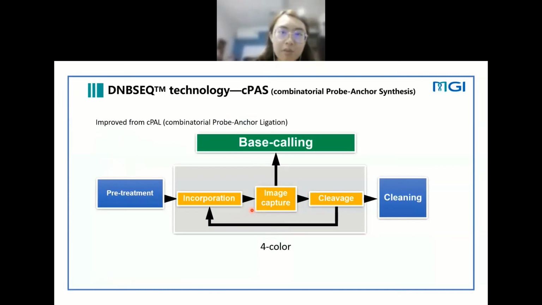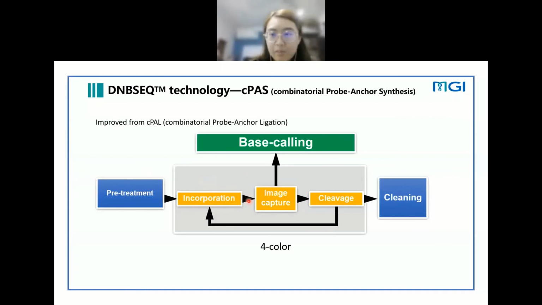And then after that, we can perform the sequencing. So our sequencing technology is called the combinatorial probe anchor synthesis technology, or CPAS for short. And this is basically the process. So we will need to do a pre-treatment before sequencing can actually start. But after that, when the sequencing starts, it will incorporate fluorescent dNTPs onto your DNA nanoball.